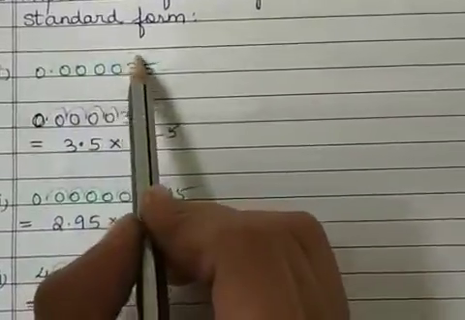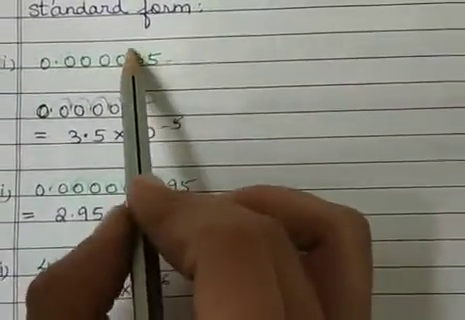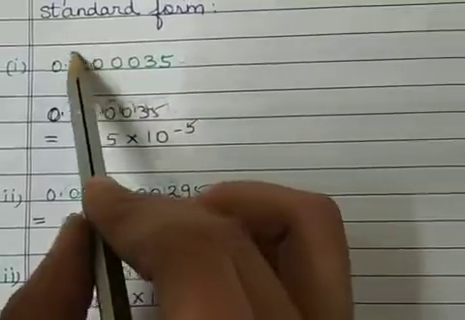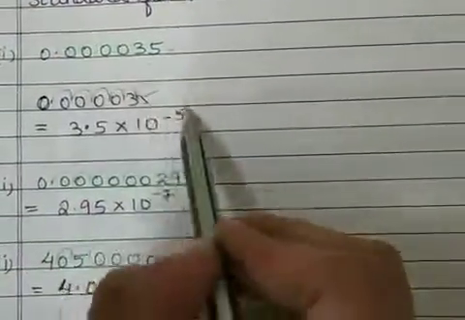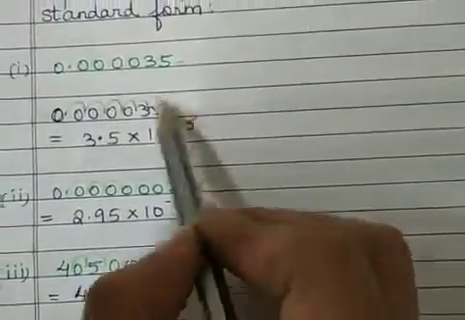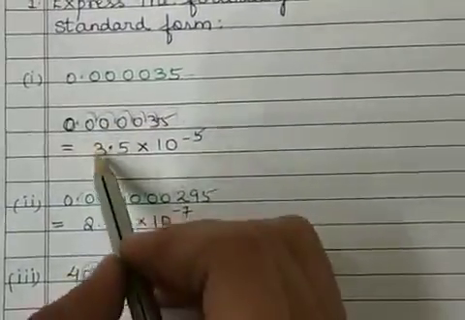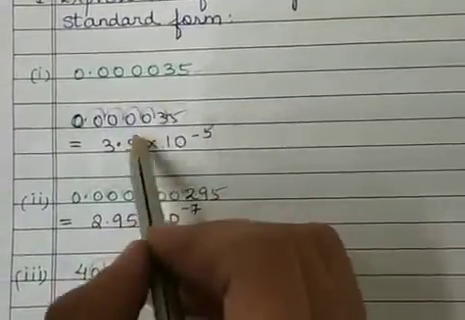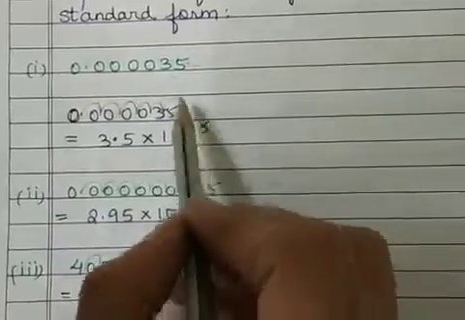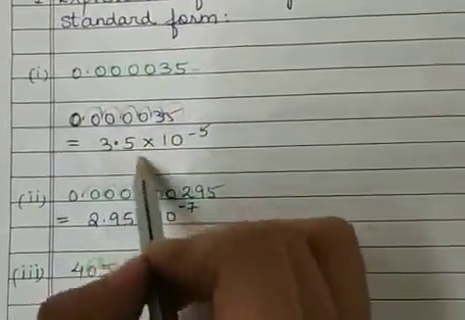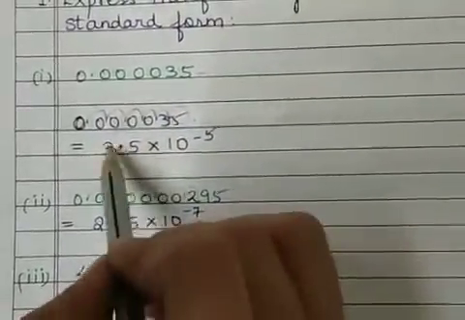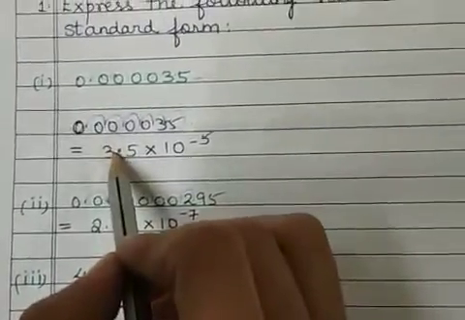So I get 3.5 multiplied by, if I have moved 5 places to the right, and I want the same number back, I have to move 5 places back. So it is 10 raised to minus 5. To reach back, if I take 5 steps, then it is 10 raised to minus 5. So this number can be written as 3.5 multiplied by 10 raised to minus 5. Always you write it up to 3.5. Okay, here it should be a one digit number.